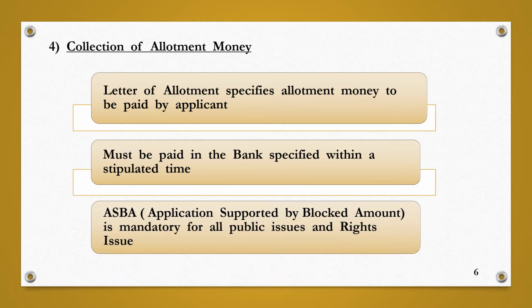Lastly, as per the Companies Act, ASBA, that is application supported by blocked amount, is mandatory for all public issues and rights issue. Now, under ASBA, an applicant for share makes an application to his bank to block the amount of application money. Later on, in case if the applicant is allotted shares, then the allotment money or full issue value of shares is transferred by the applicant's bankers to the company's bankers.